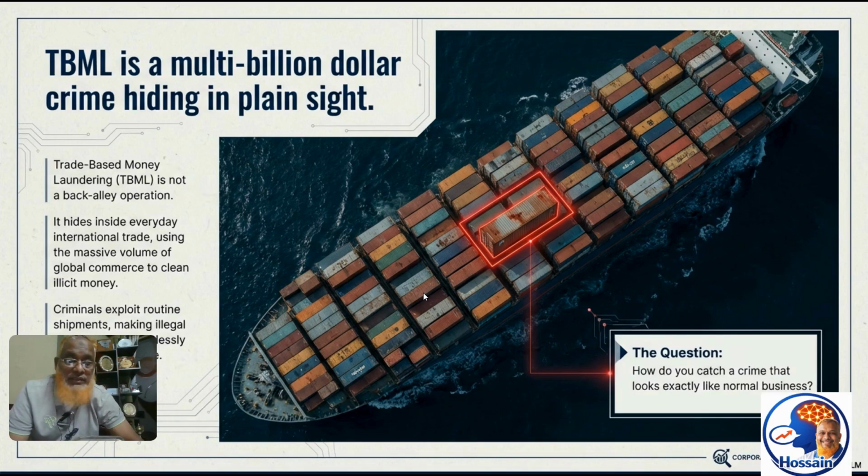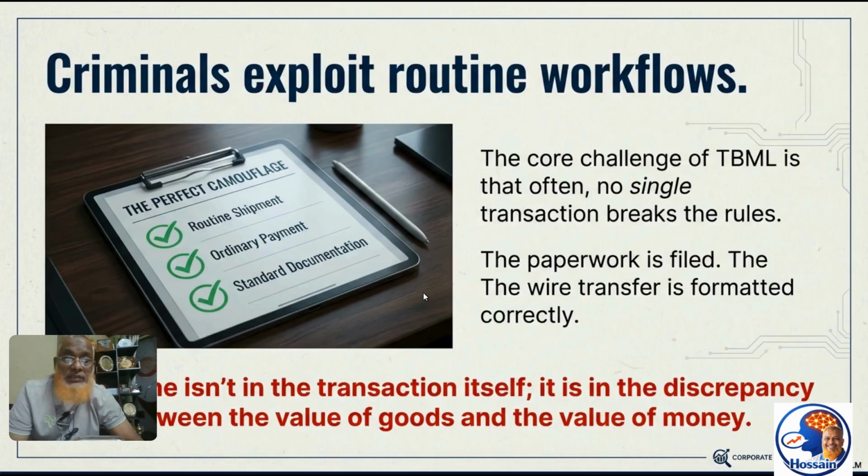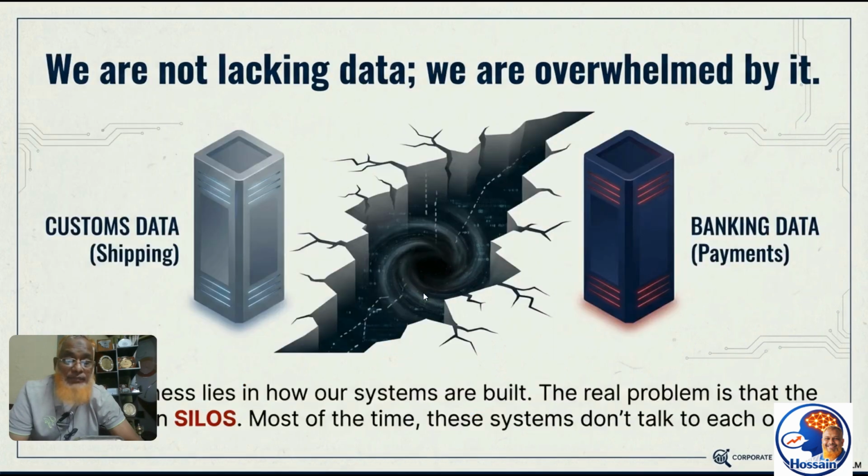How do you catch a crime that looks exactly like normal business? That is the core challenge of TBML. Criminals exploit routine shipments and ordinary payments, making illegal activity blend seamlessly into legitimate trade. And here is the clever part. Often, no single transaction breaks the rules. Instead, the weakness lies in how your systems are built.